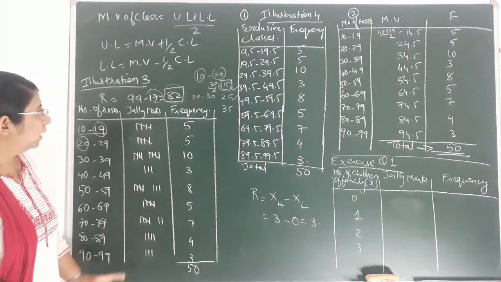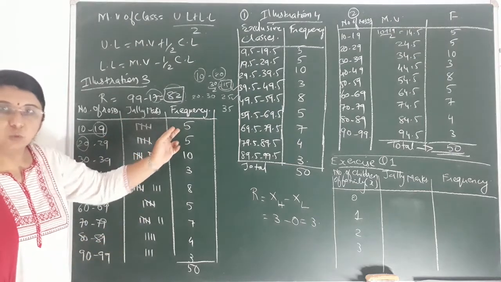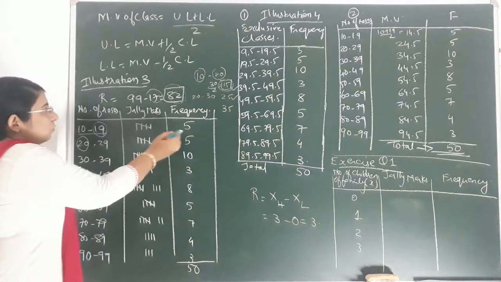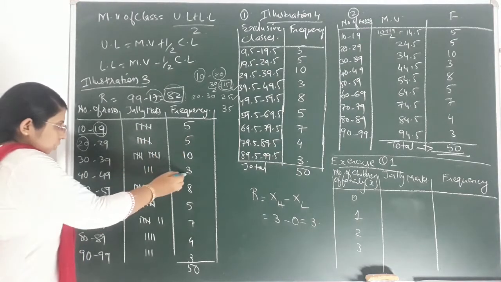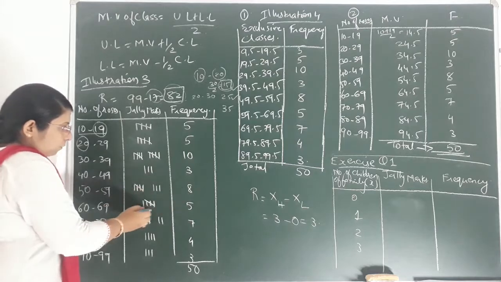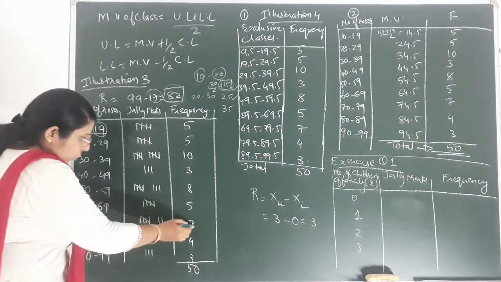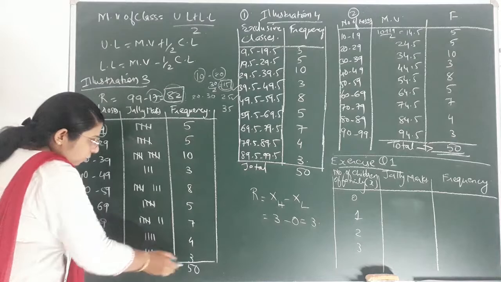After getting the tally marks, you have to find the frequency. Over here you can see it is 5, over here also 5, 5 plus 5, so 10. Over here 3, 5 plus 3, so 8, 5. And afterwards 5 plus 2, so 7. Over here 4, and the last is 3.